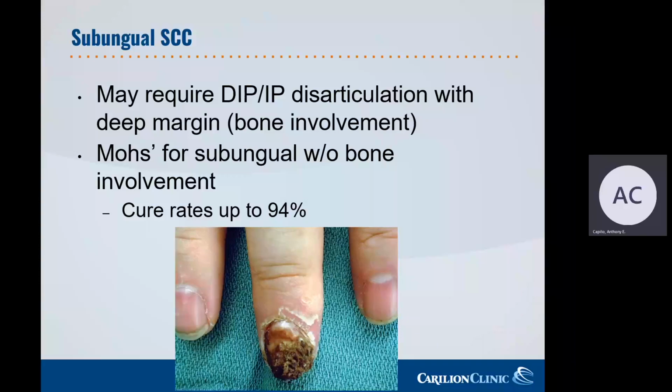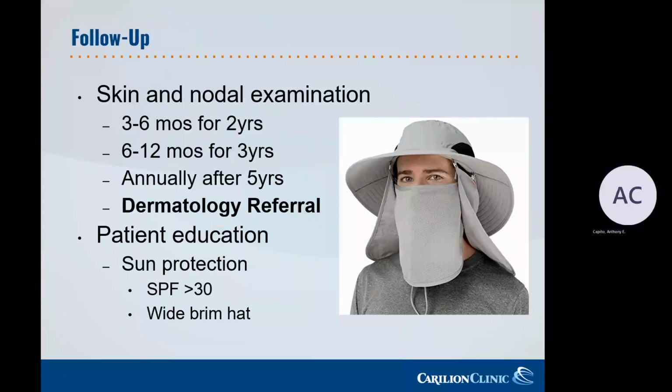And if there is no bone involvement, they can get a clear margin and they can have cure rates up to 94% without performing the amputation. This may require skin graft reconstruction afterward or an adipofascial turnover flap if there's bone exposed and skin grafting. And I have a couple of these coming up later in the month for treatment.